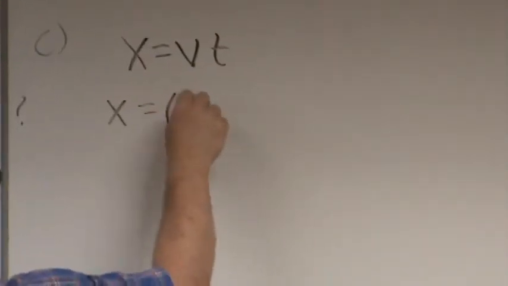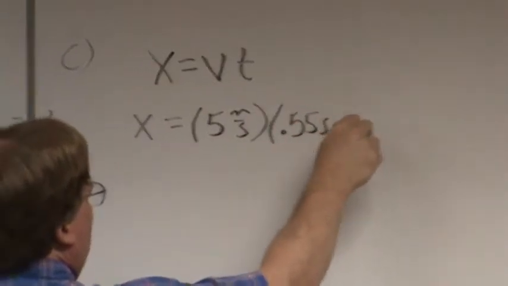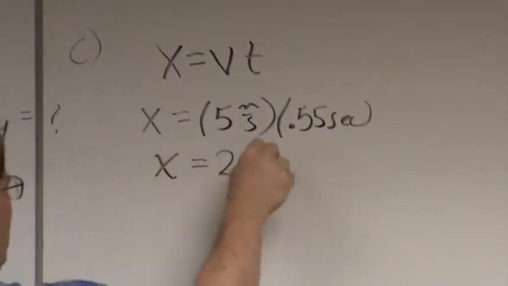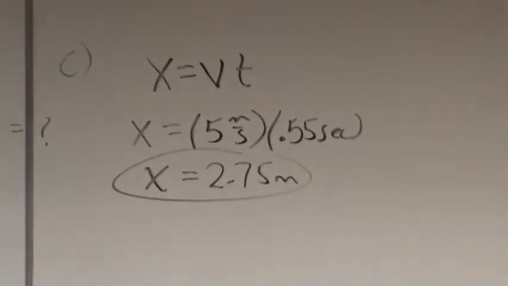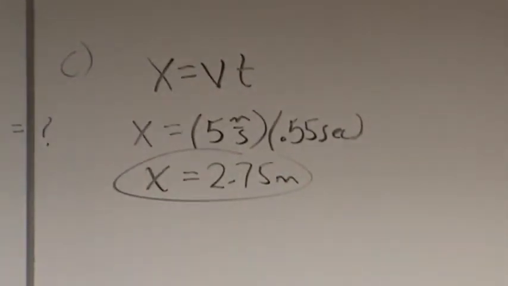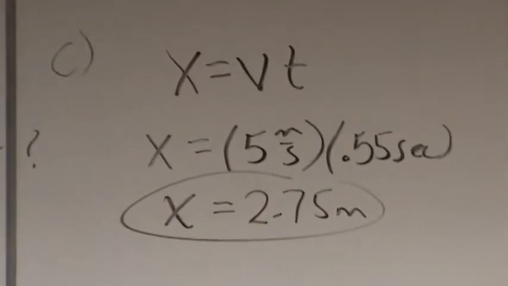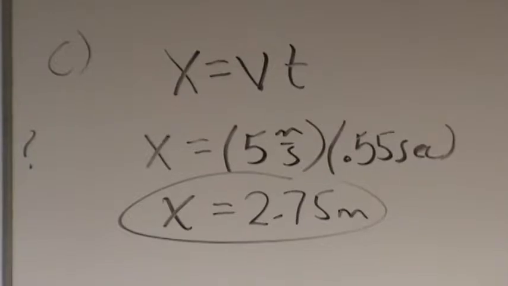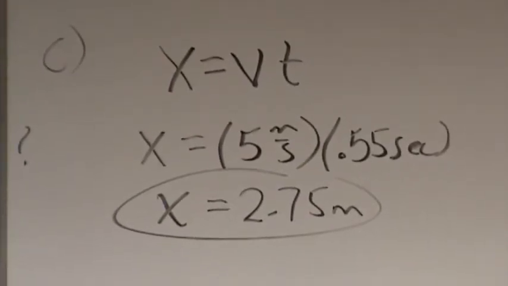I know my velocity in the x direction is 5 meters per second. I know my time is 0.55 seconds. So I get x equals 2.75 meters. Any questions or issues? Then I'm going to give you a problem that's pretty much the same as this, only with different numbers, and it's example number 3. I'd like you to please start doing example 3 right now, and I'm going to walk around and help you.